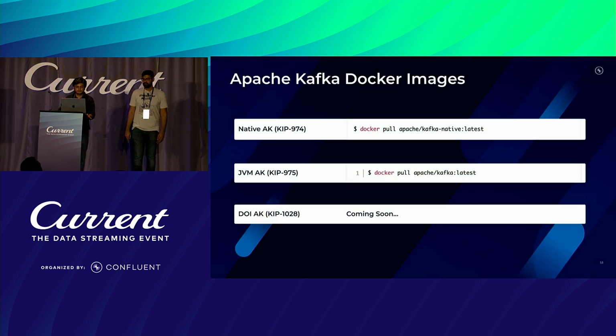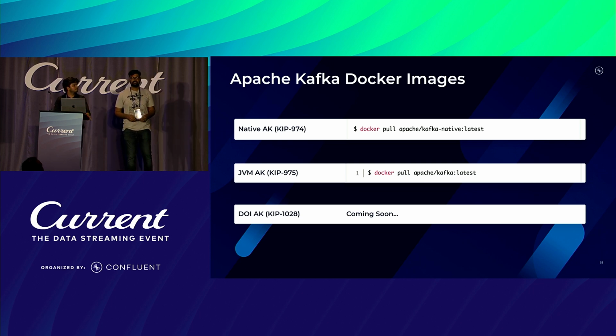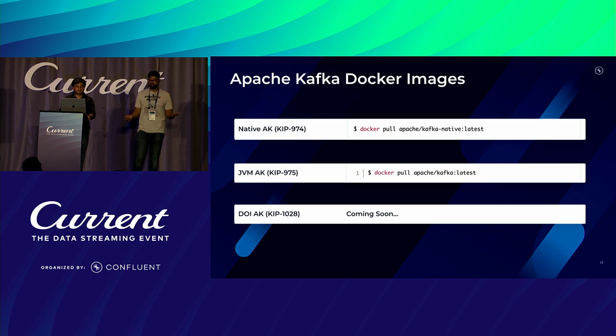All right, so let's talk about the Apache Kafka Docker images that are available from Apache Kafka. We just talked about native Apache Kafka, which was delivered in KIP-974. This Docker image is ideal for local development and testing use cases. It's very lightweight, very fast, and takes a very small memory footprint. It is not recommended for production use cases, but the good thing is that this image is configured in exactly the same way as the JVM Apache Kafka image, that is KIP-975.